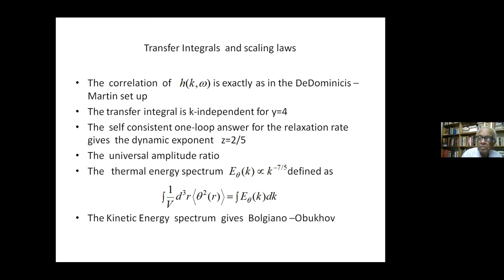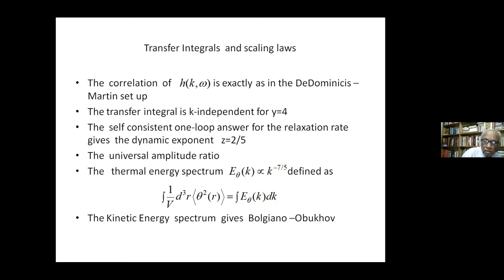The thermal energy spectrum is defined by this line over here, the correlation of theta square and related to them. The kinetic energy spectrum, since z is equal to 2 by 5, and you have the tie-up between the kinetic and the thermal energy, the velocity and the thermal fluctuation, carries a factor of time, which scales as 2 by 5, and therefore the minus 7 by 5 for E theta becomes the kinetic energy Bolgiano-Obukhov of 11 by 5.